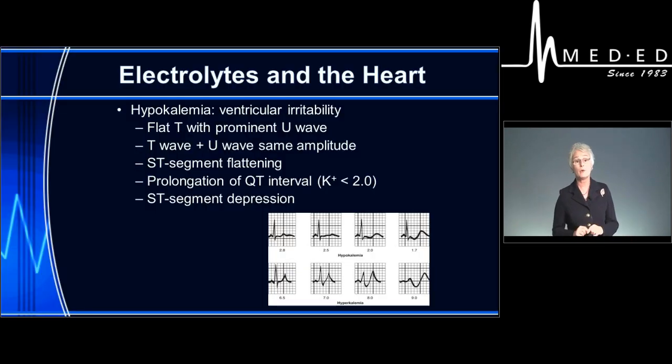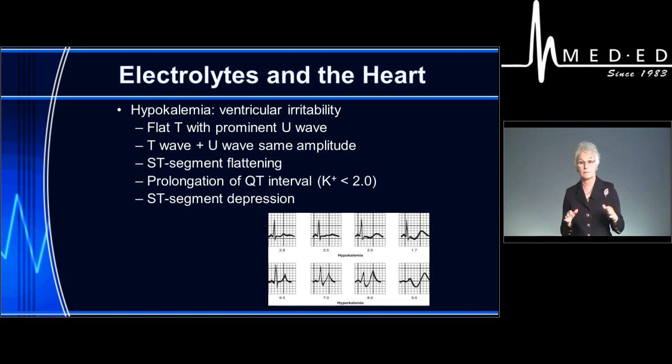So hypokalemia, low potassium, is a ventricular irritant, isn't it? The lower the potassium, the patient will have more PVCs, maybe even VTAC and VF. But what they're going to ask you is, what do you see on the EKG? So look at the top line of these two EKGs. The top line, you have a normal QRS and T wave, and then you see that the K is getting lower and lower and lower.